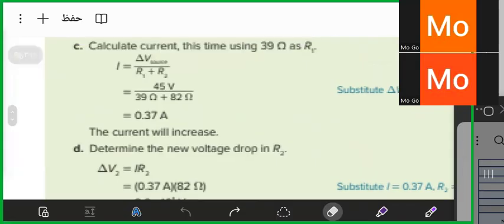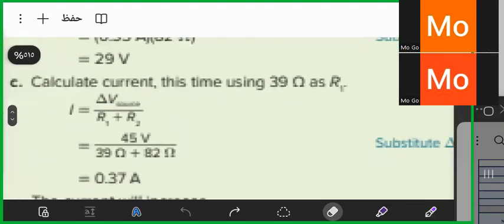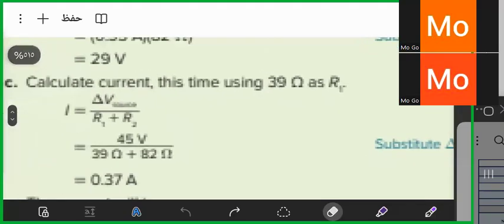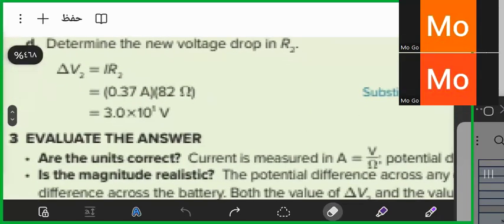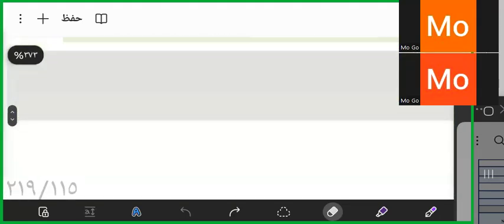the new resistance. He needs to calculate it using the new resistance. So the amount of the new resistance, how much will it be? It was decreased from 47 to 39. That means the current will increase or decrease? The resistance decreased but the current increased. It increased from 0.35 to become 0.37, if he needed IR also.